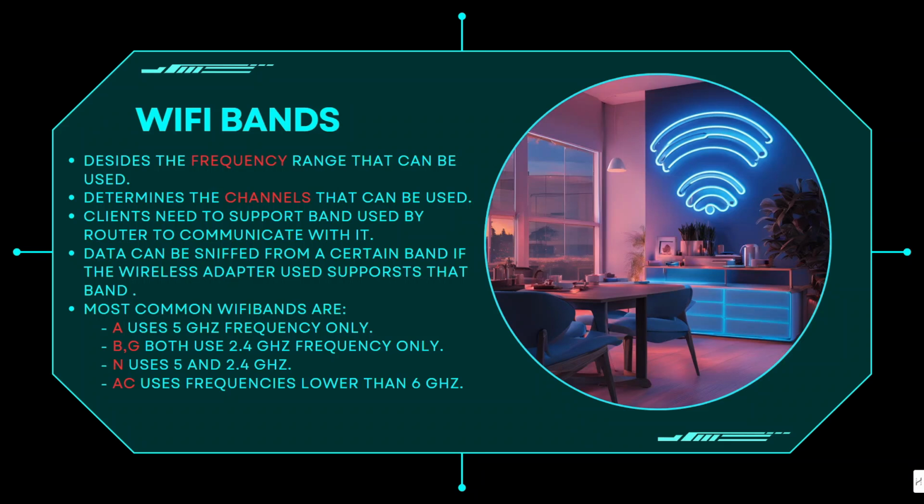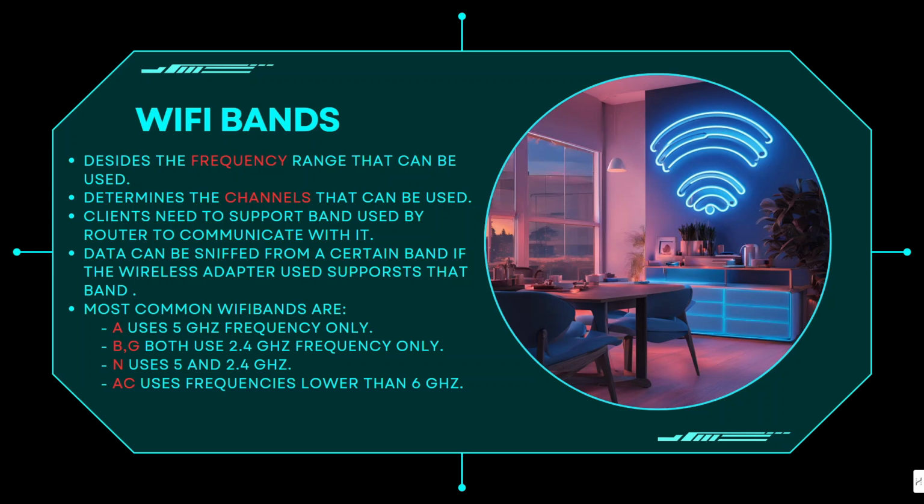Devices like your laptop or phone need to support that frequency to connect. The two most common frequencies are 2.4 GHz and 5 GHz. Each has its own strength and weakness. The 2.4 GHz is great for long range connections. It can travel further and penetrate walls better than 5 GHz, but it is more crowded. Many devices like microwaves, baby monitors, and Bluetooth all operate on the 2.4 GHz band, which can lead to interference.